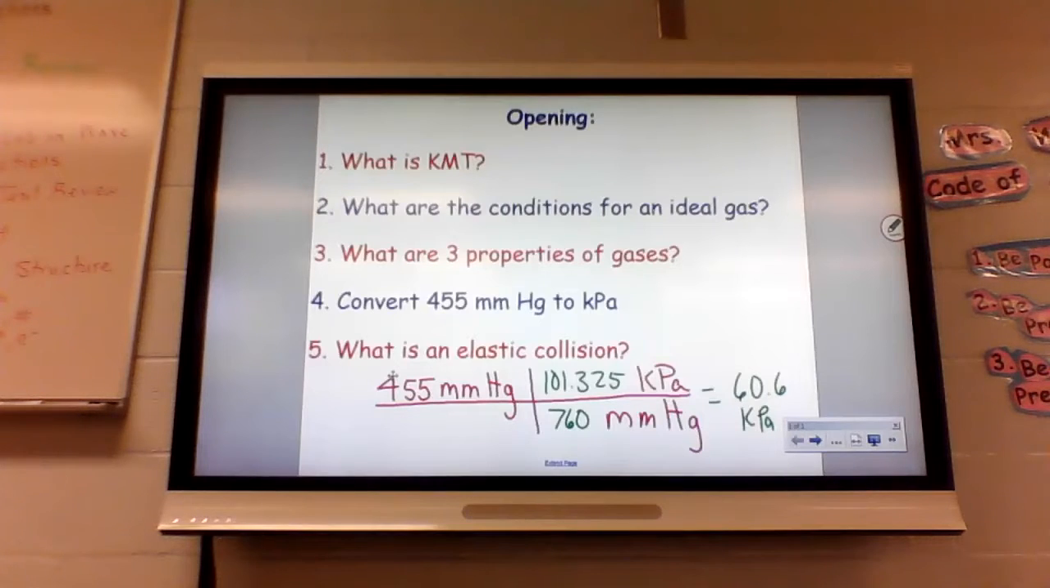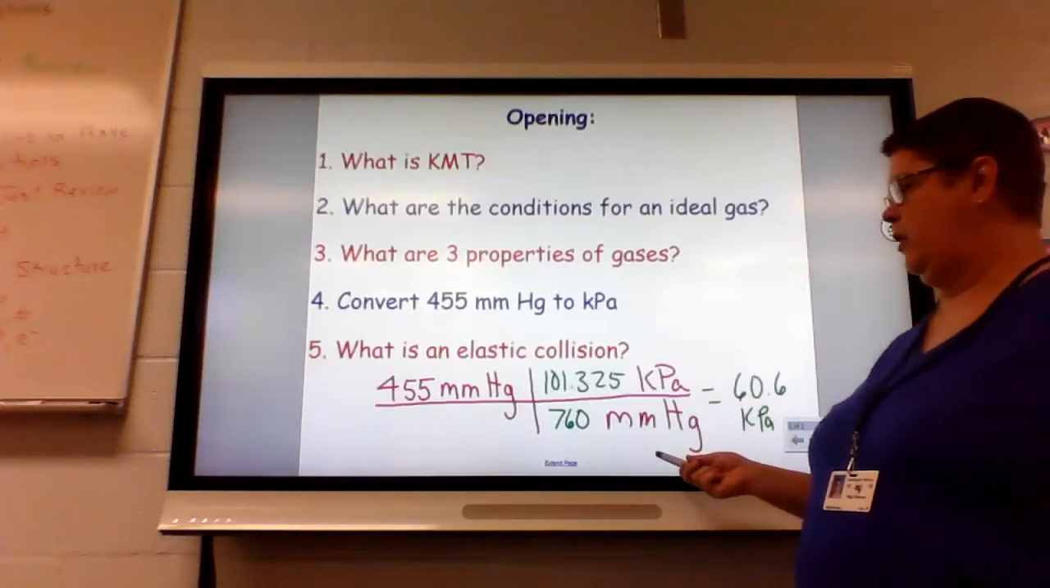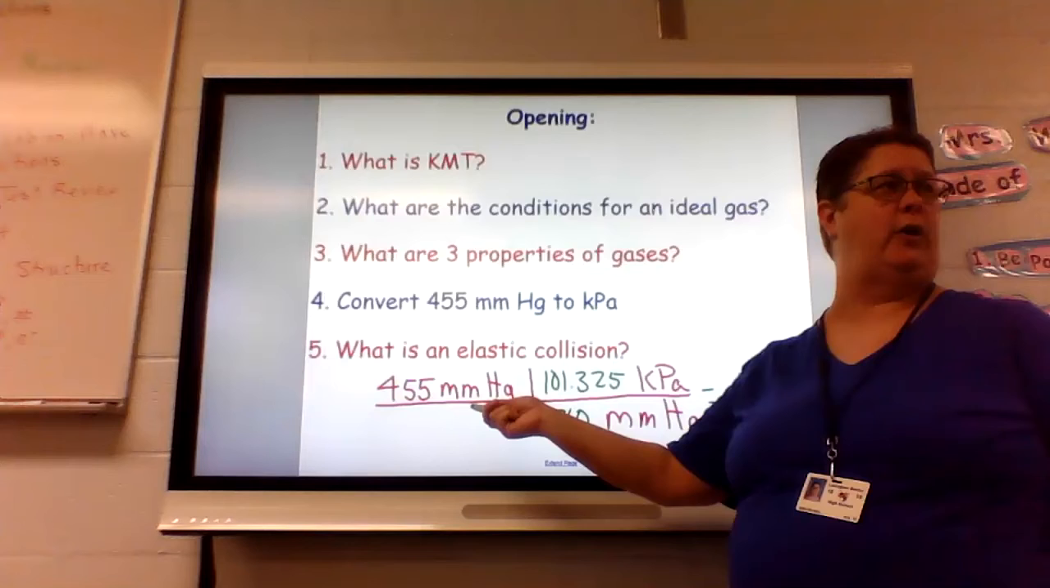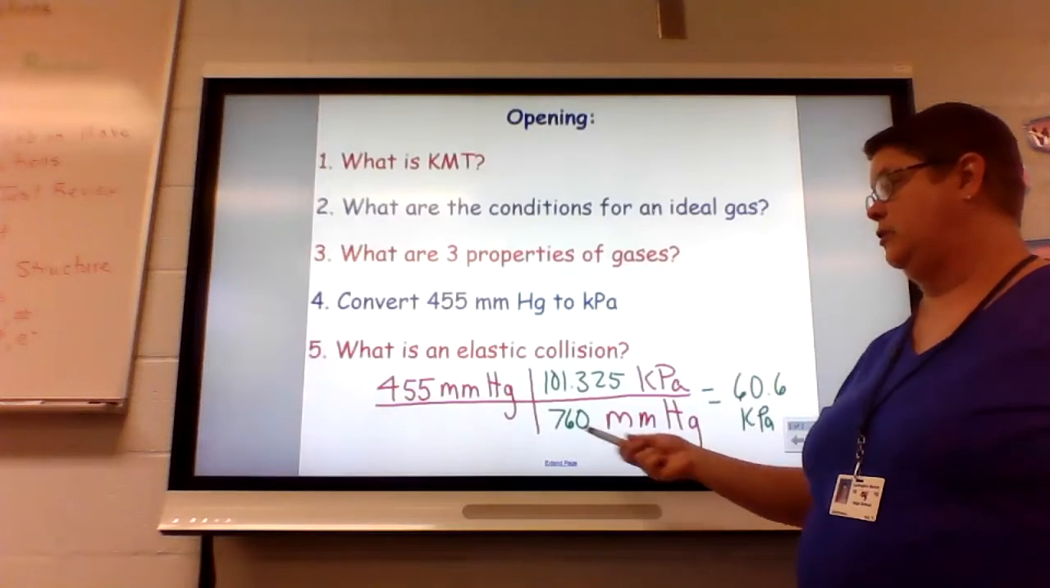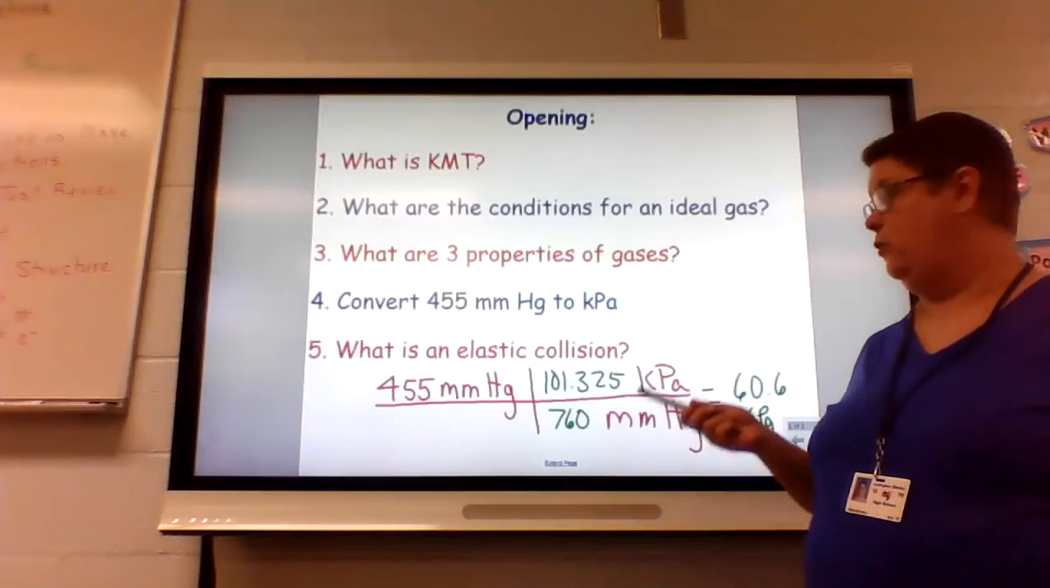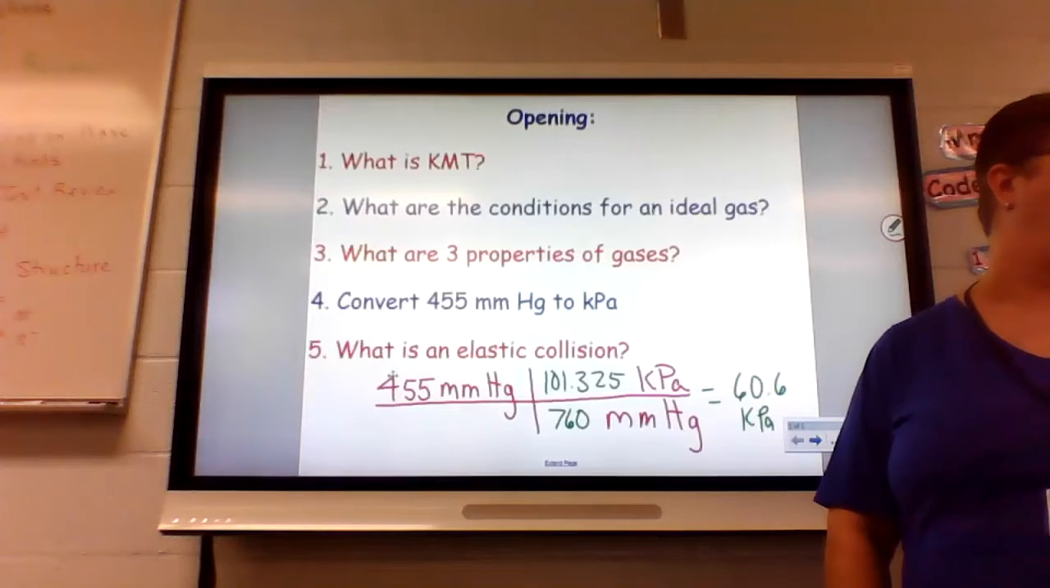Is it like with the key and everything? Which one? Like which one to put on top, like which unit? Oh, the one that you're going to goes on top, and the one that you're getting rid of goes on the bottom. So since we have millimeters of mercury here that they gave us, that automatically goes to the bottom, so it'll cancel out. And the one that you want goes on top because that's where we're going to.